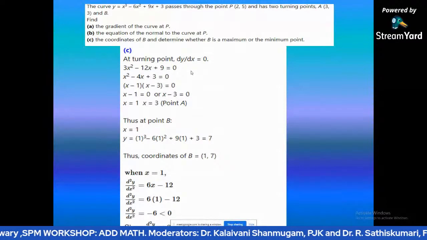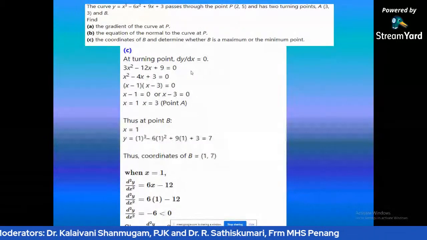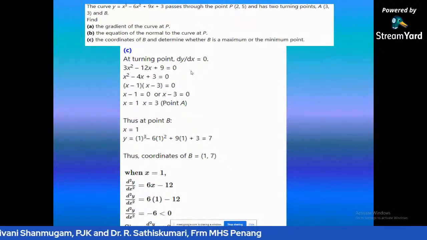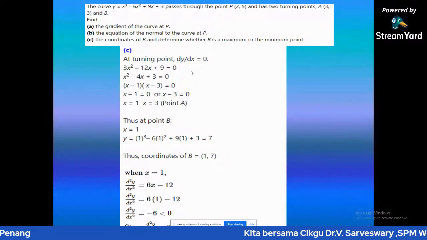Okay, the equation of the curve is x cubed minus 6x squared plus 9x plus 3. Substitute 1 and you get the coordinate of y. So you can write down thus the coordinates of B is (1, 7). Well done. Okay, so you will get 2 marks over here.